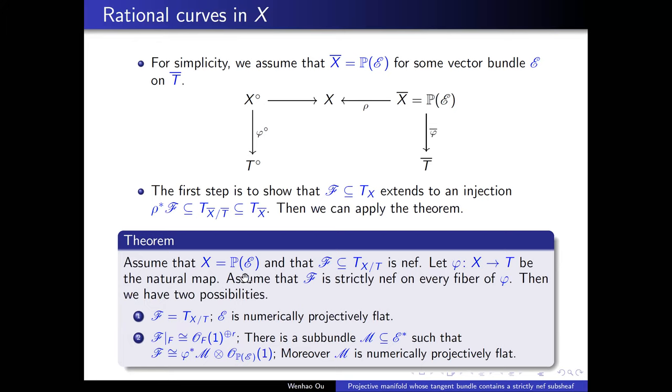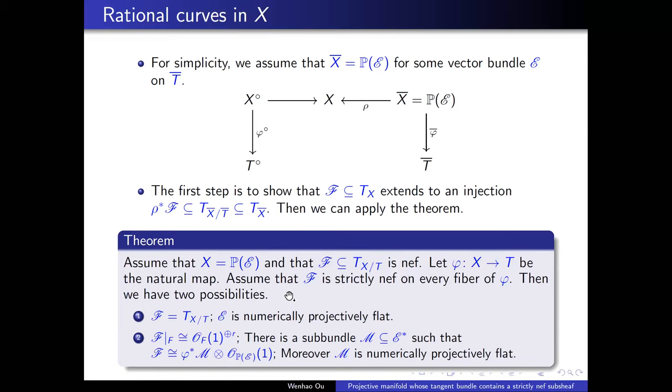So we are in the following situation as before. We have a projective bundle. We have a nef bundle inside the relative tangent. And on every fiber, it is a strictly nef map. So you replace everything by the bar version: X bar, T bar, F bar, which is rho star F, etc. Then we are going to obtain the following things. Either rho star F is the whole relative tangent here, or on every fiber it is a direction of O(1), and so on. So once we prove this, we can proceed by using this theorem.